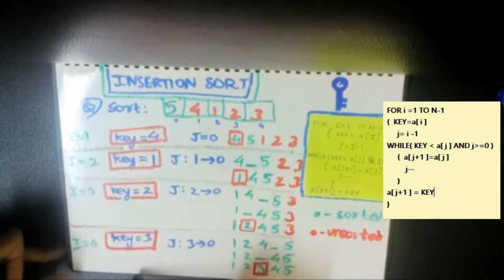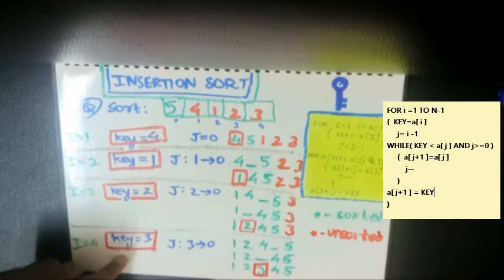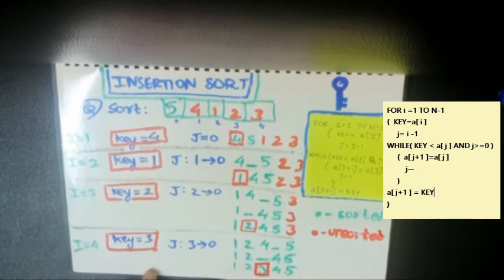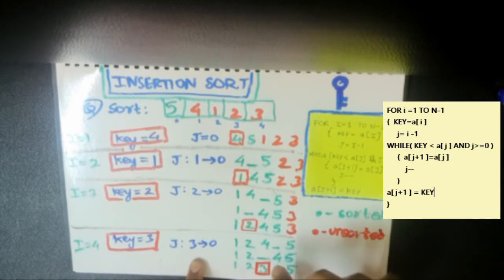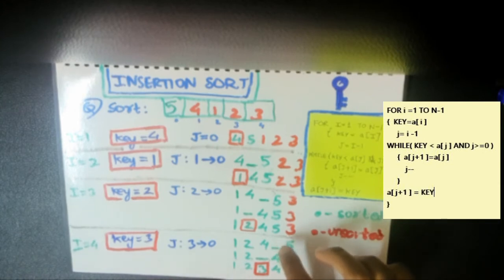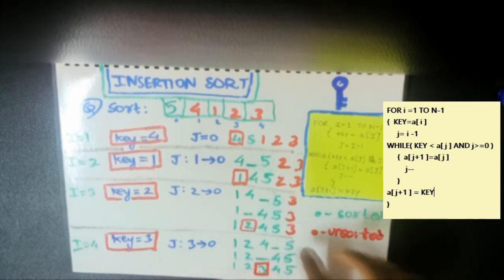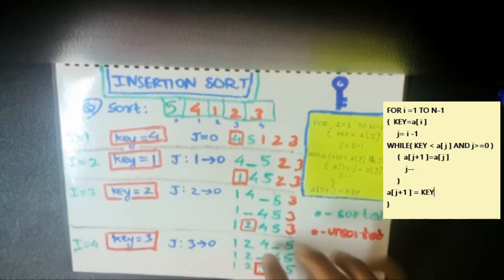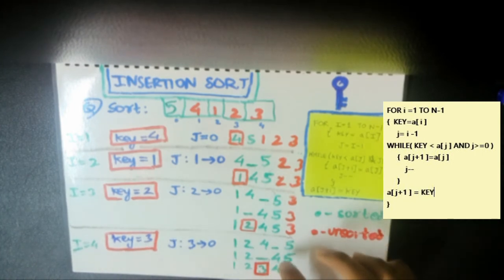Next iteration, the last iteration, I is equal to 4. So key is equal to 3 here, and now this actually starts with the previous element, in this case 5. Is 3 less than 5? Yes it is. So we just swap, we move 5 by one position, and then is 3 less than 4? Yes, it is. We move 4 again ahead by 1 position.